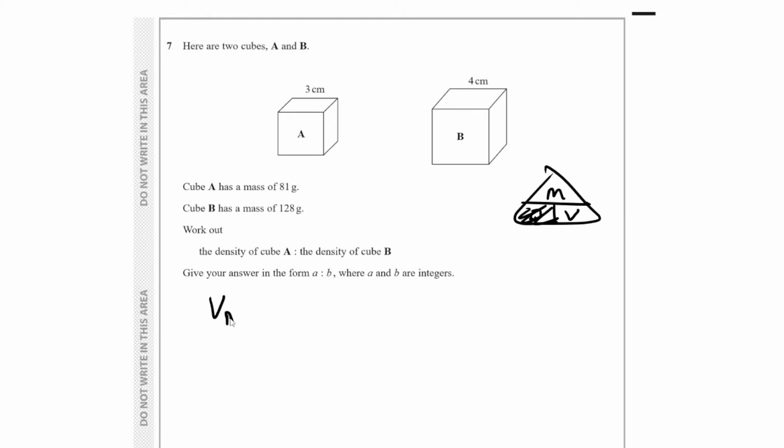The volume of A is a cube, so you're just multiplying 3 by 3 by 3, aren't you? 3 cubed. So we should know that that is 27. Then we'll do the same. The volume of B is 4 times 4 times 4, or 4 cubed. You should know that is 64.